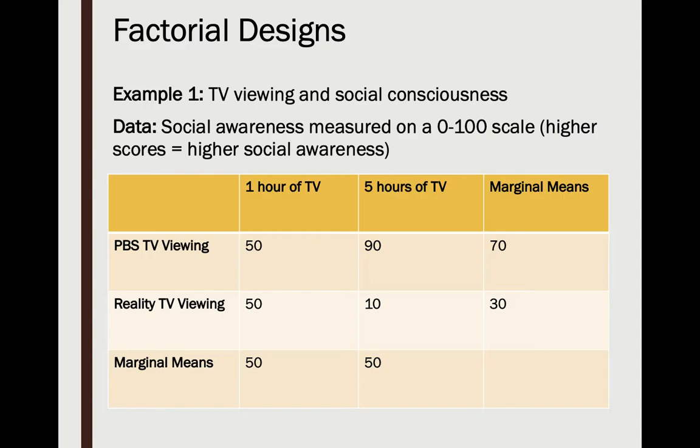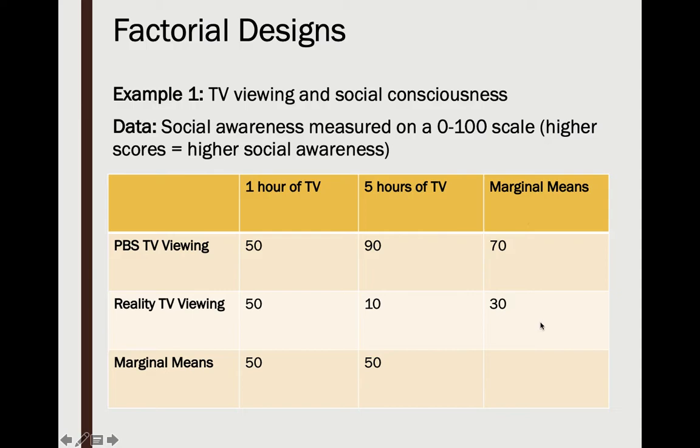So here's our data. I took this straight from the assignment sheet. Now the numbers inside the cells are social awareness as measured on a 0 to 100 scale. So the higher the numbers, the higher the social awareness. So we have PBS TV viewing, reality TV viewing, and then 1 hour of TV, 5 hours of TV. So for example, those who watch PBS for 5 hours had a social awareness of 90, and those who watch reality TV for 1 hour had a social awareness of 50.